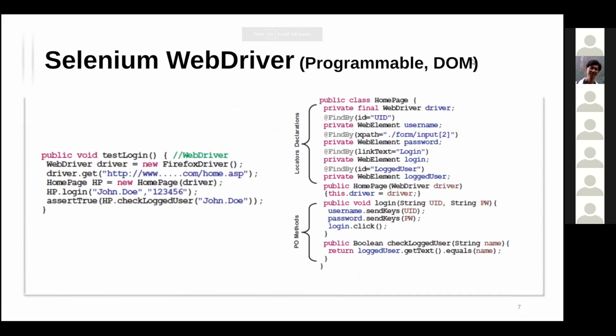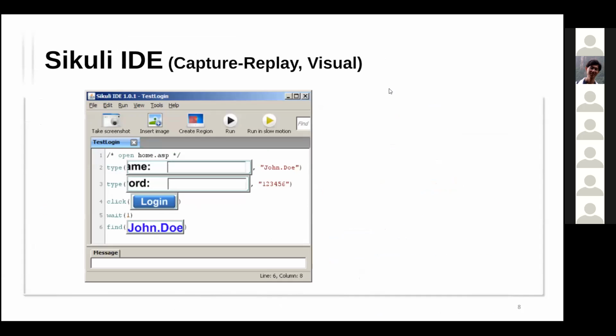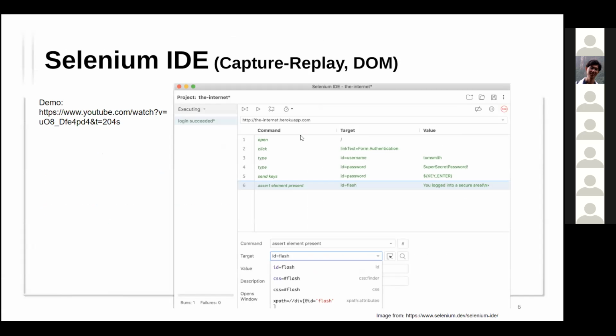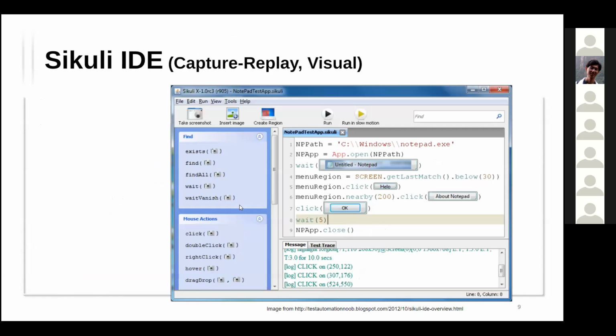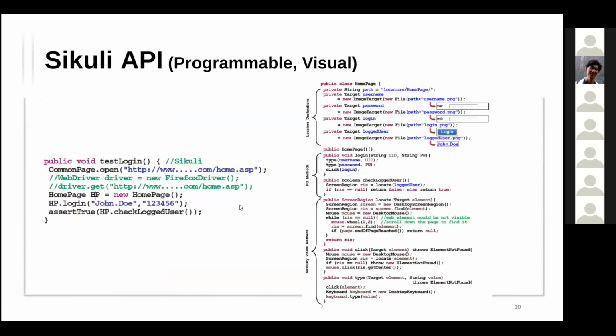So next is Selenium WebDriver, which uses a programmable approach and is DOM-based. As you can see, it's just like code. And then after that, Sikuli IDE uses capture-replay and a visual approach. Compared to the Selenium IDE, which uses DOM locators, the Sikuli IDE uses pictures. So it's a visual form.